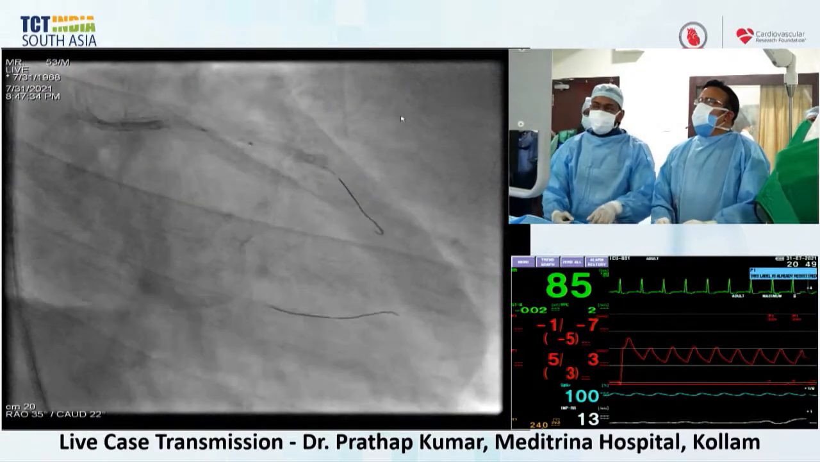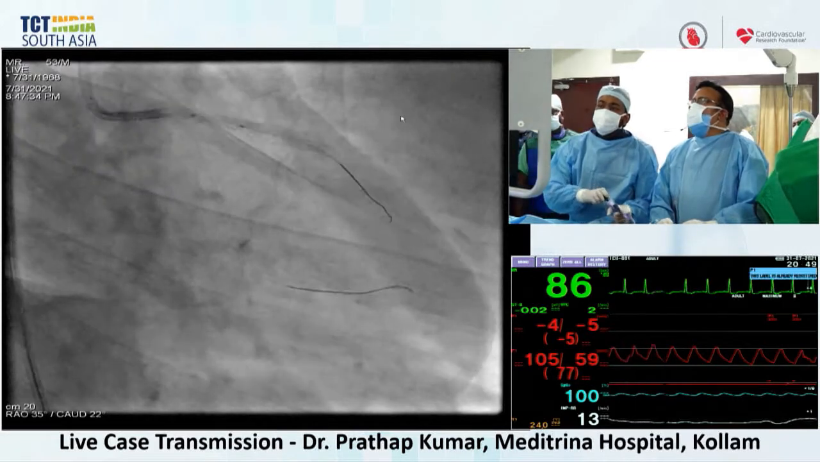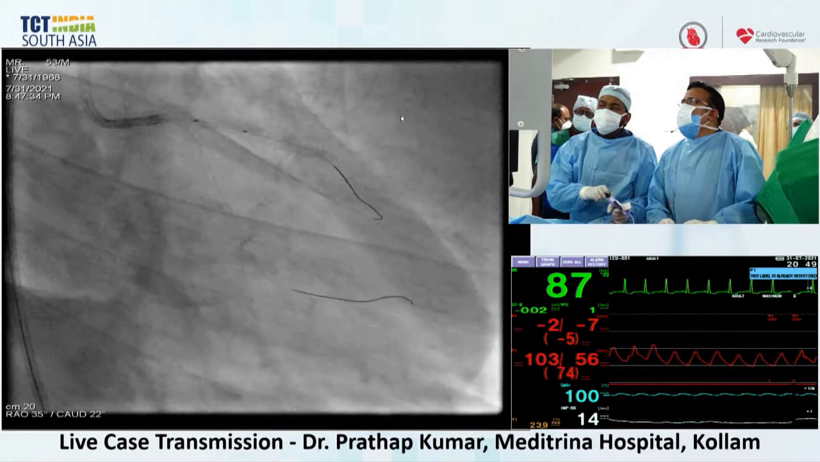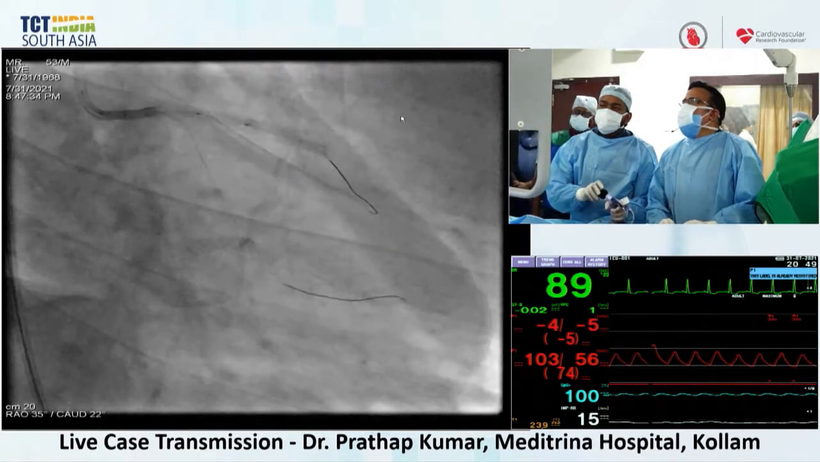We have taken a 3.5 millimeter balloon. Positioning. Ideally, you have to take a clear stent and understand whether we are in the right place.